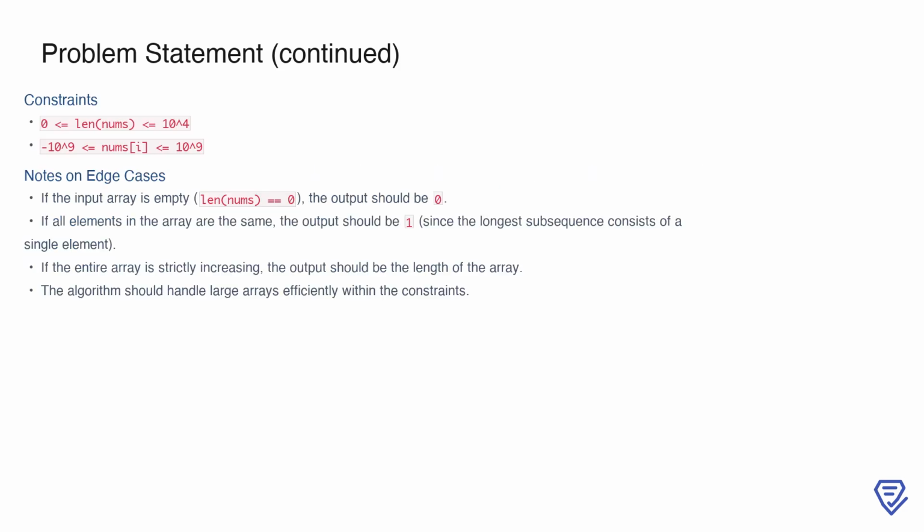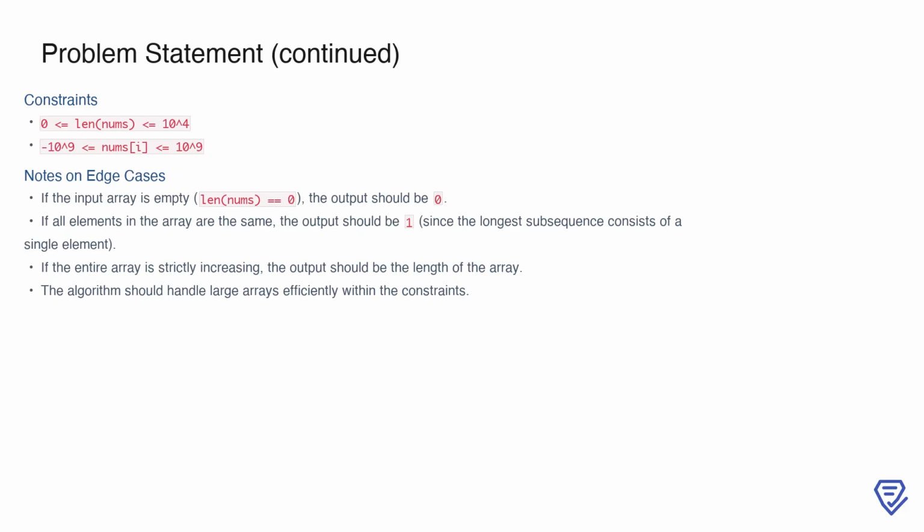Now, let's consider the constraints and edge cases for this problem. First, the length of the input array can range from 0 to 10,000 elements, meaning the solution must handle both very small and very large arrays efficiently. Each integer in the array can range from -1 billion to 1 billion.